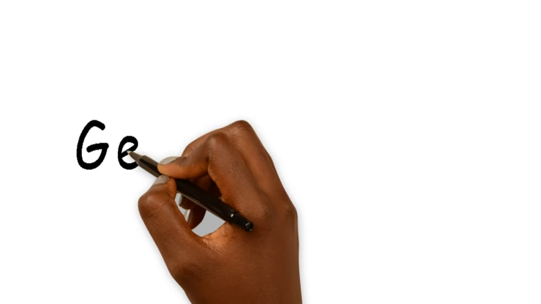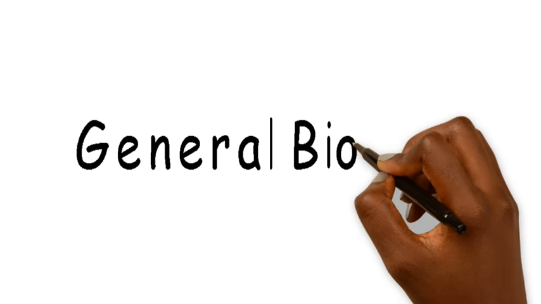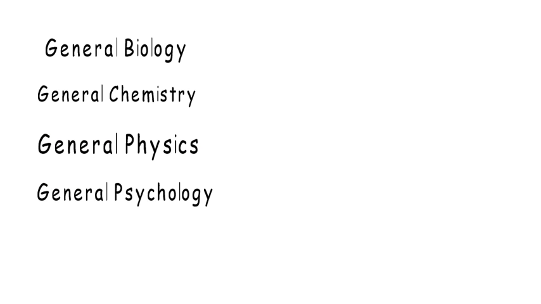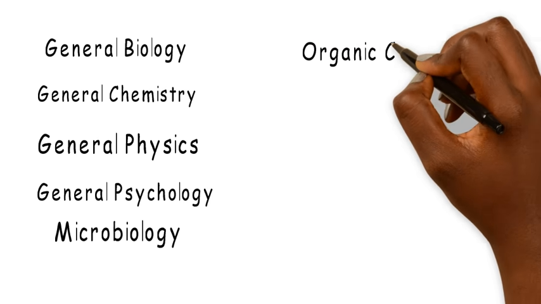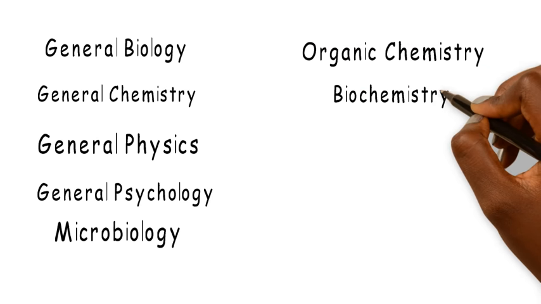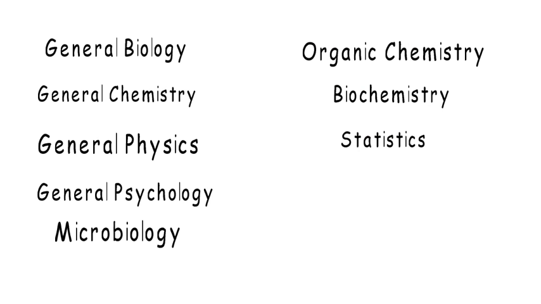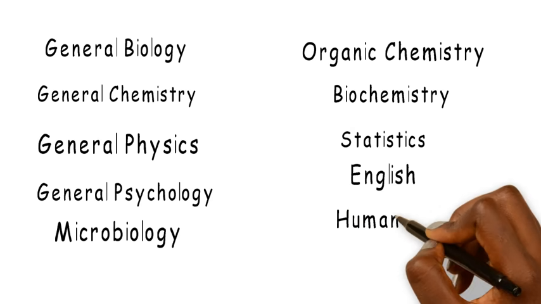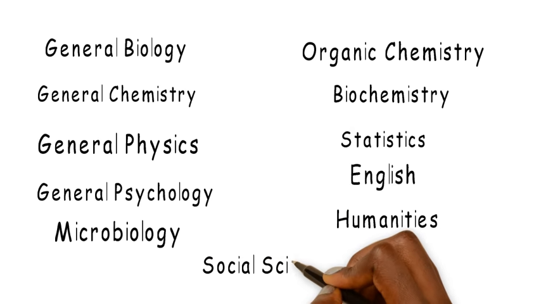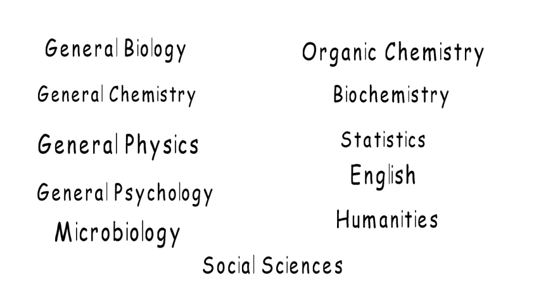Examples of prerequisite courses for optometry program are general biology, general chemistry, general physics, general psychology, microbiology, organic chemistry, biochemistry, statistics, English, humanities, and social sciences. Please review the optometry school website that you're interested in for a complete up-to-date list of courses.